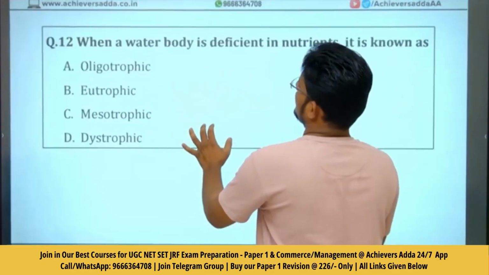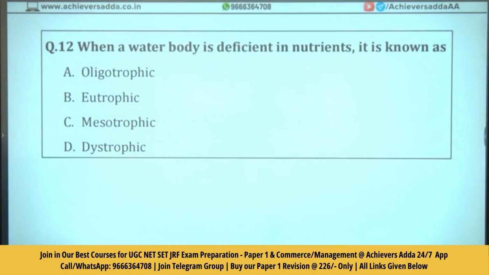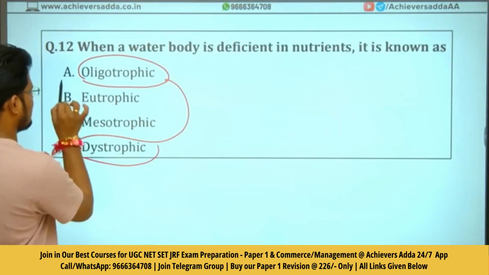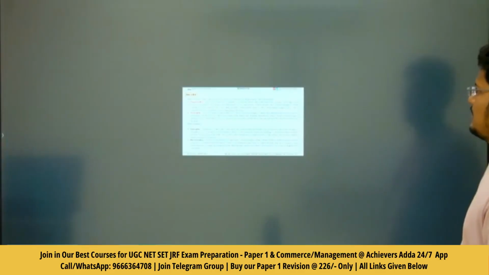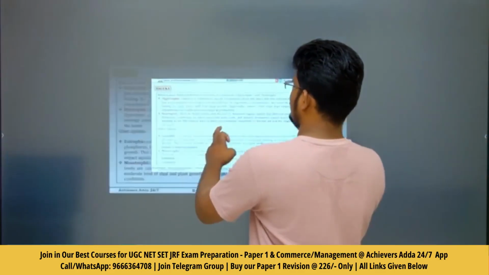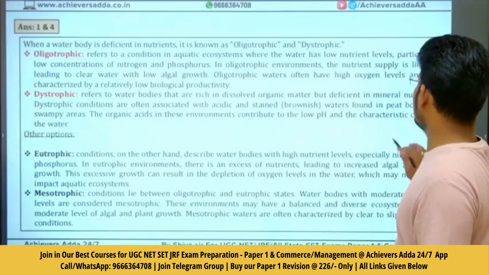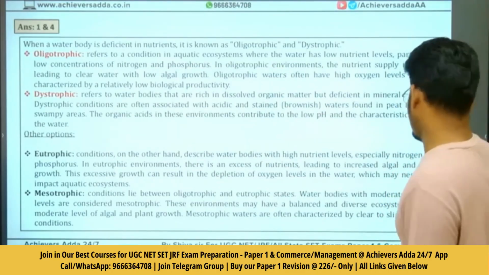When a water body is deficient in nutrients, it is also known as what, is the question here. Deficient, low nutrients. Just now I have explained. Low nutrients means more clean water but less nutrient. Less nutrient will be A, oligotropic, but the answer is also dystrophic. Oligotropic and dystrophic are one and the same. So 1 and 4, option A and option D, they have given as correct. Dystrophic as well as oligotropic are synonymous: less nutrients, more clean water. Here, a low concentration of nitrogen and phosphorus will be there in oligotropic. More nitrogen and phosphorus will be there in algae, that is eutrophication.